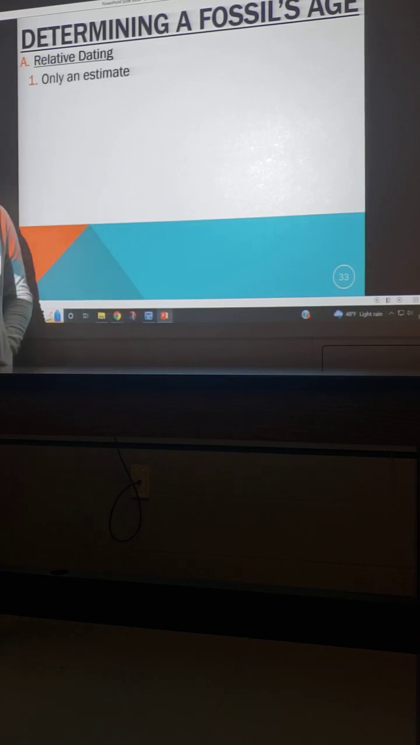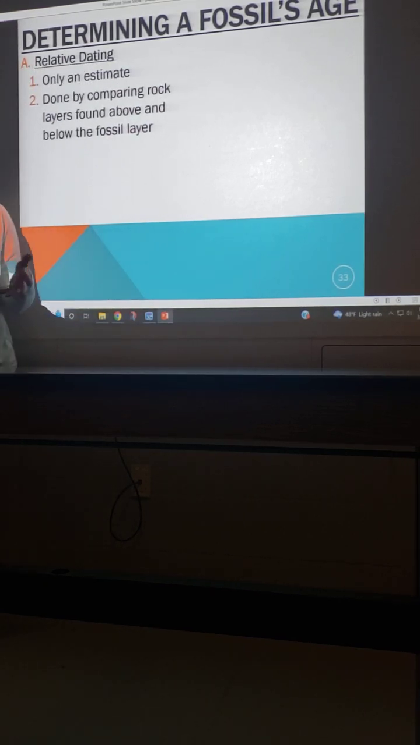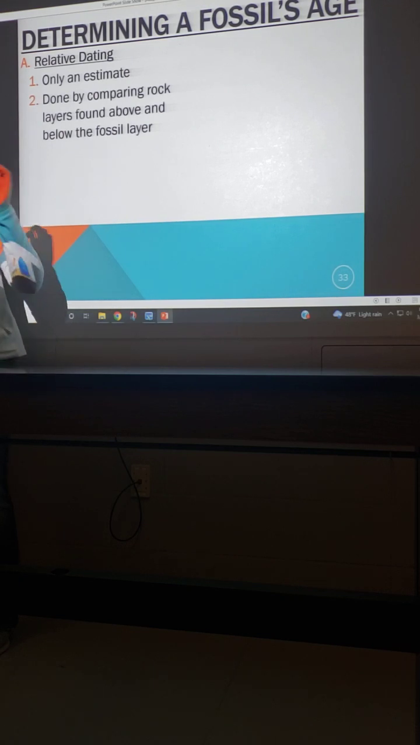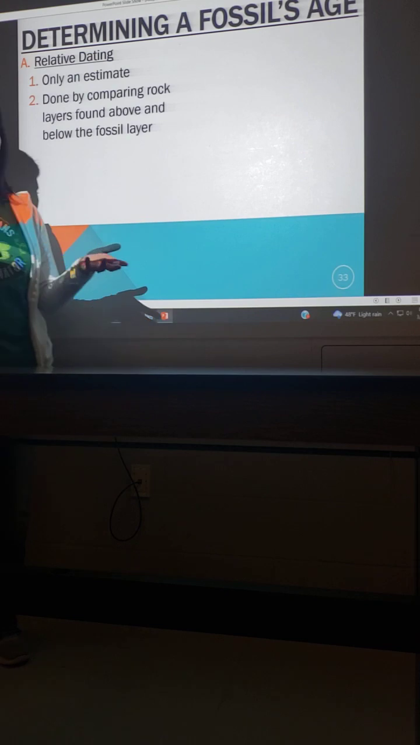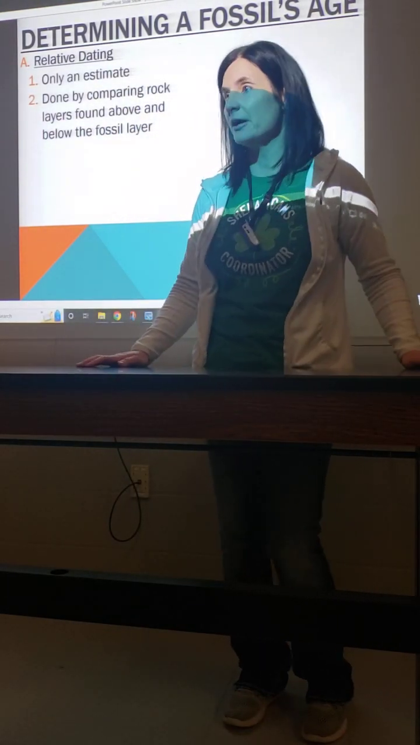Okay, so relative dating is just an estimate. We do not assign an exact age to the fossil. It's a comparison. So it's understanding the age of this layer and the age of this layer, and then you have a layer in between, and so you know it's younger than this, but older than this, because it's kind of in the middle. So it's more of a comparison. That's the relative part of it, not relative meaning family. It's relative meaning a comparison.